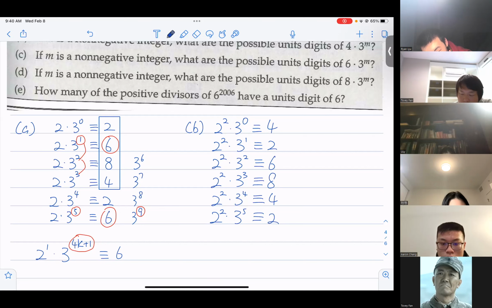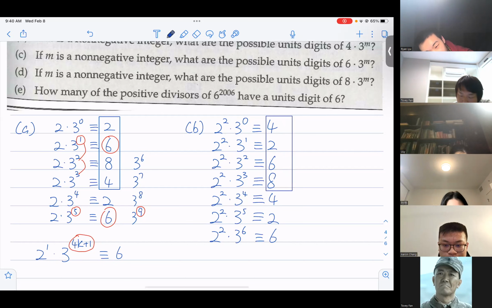Good. So it starts to cycle, right? Let's do one more. So we have another 6 here, and that's a 6. So we see a nice pattern here. Okay.